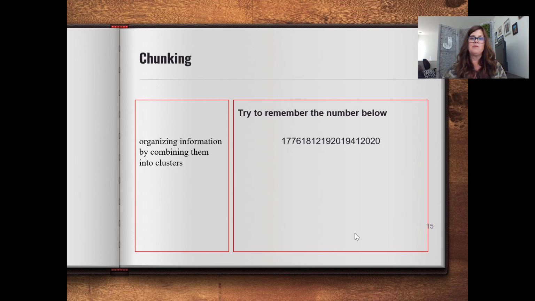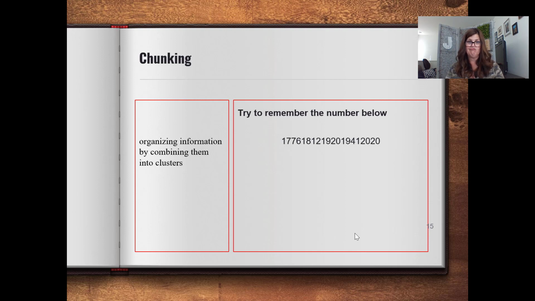And finally, we have something that's called chunking. Now you understand the song at the beginning. But chunking involves organizing information by combining them into clusters. It's much simpler to remember things in small numbers. So take a look at that number listed there. There's no commas or anything. It's one big long number.